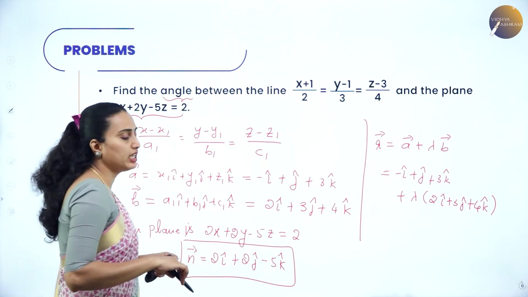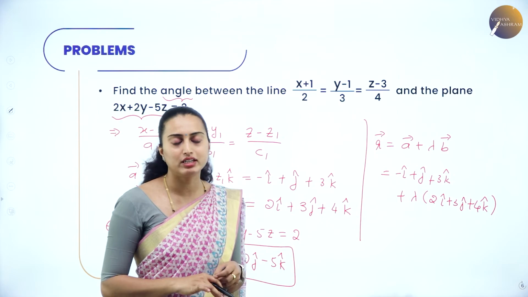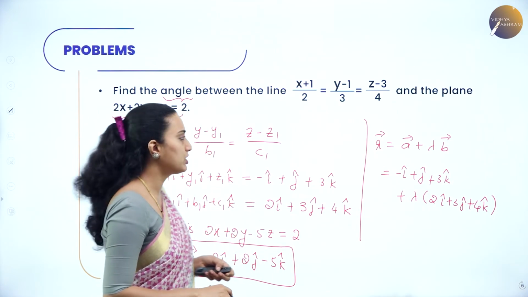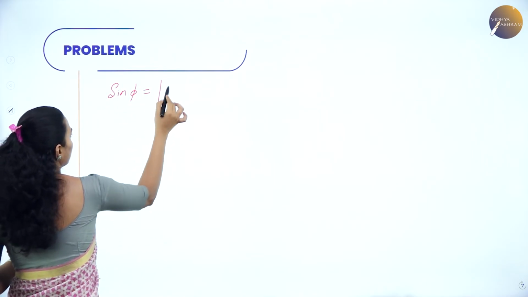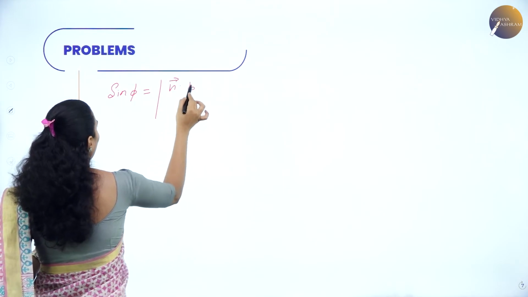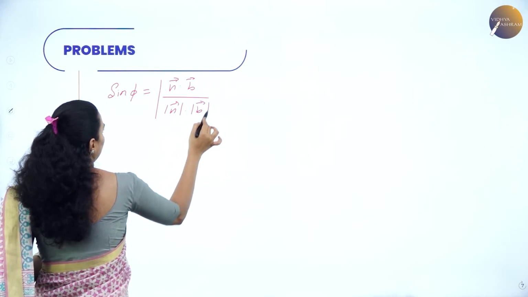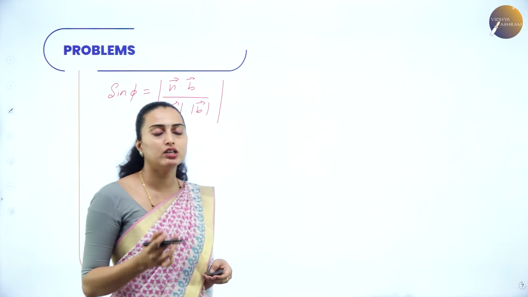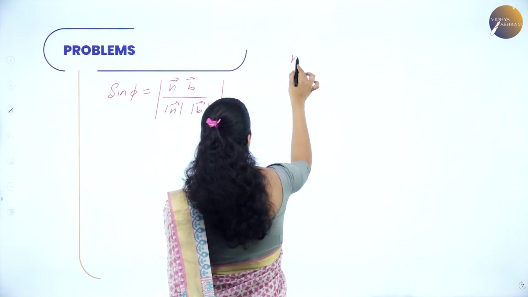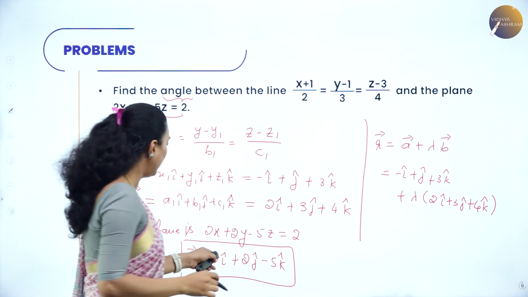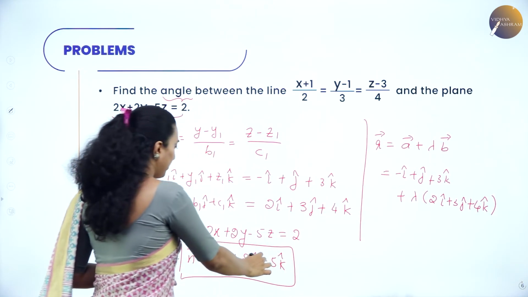Understood? Now taking this n vector and b vector, we calculate the angle, that is sin phi. What is the formula? The formula is sin phi = magnitude of n vector dot b vector divided by modulus of n vector times modulus of b vector. First you have to take the n vector and then the b vector and calculate. So what is the n vector? We have calculated n vector = 2i + 2j - 5k.